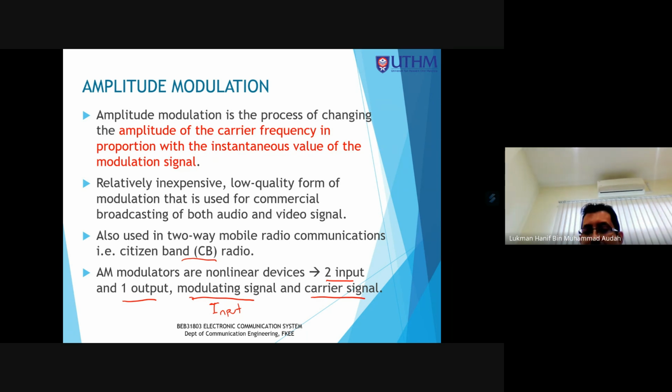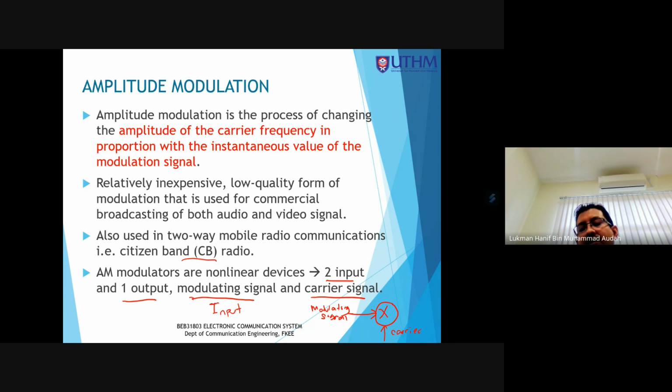So if we draw a simple diagram, for example a modulator, the modulator needs the input, the modulating signal, and also the carrier. As I said, it needs at least two inputs and it produces one output.